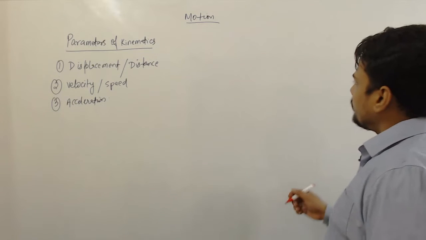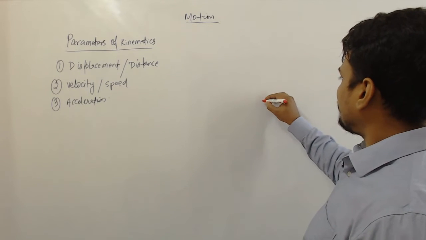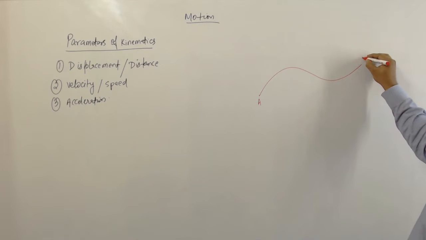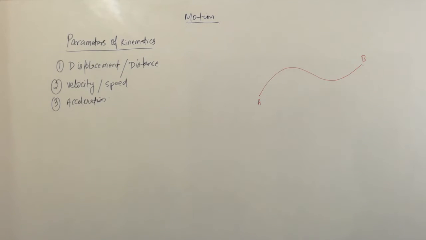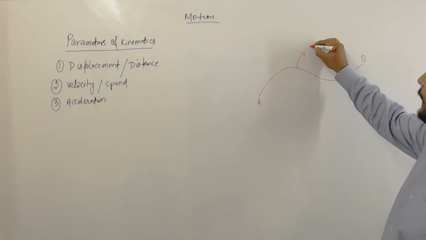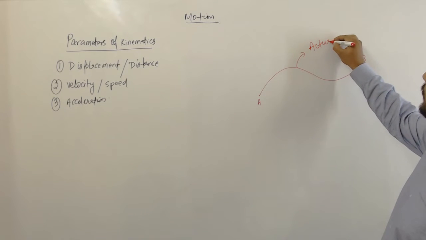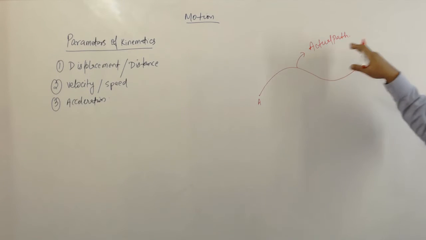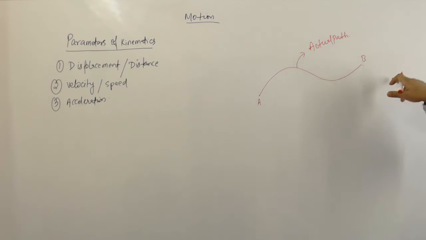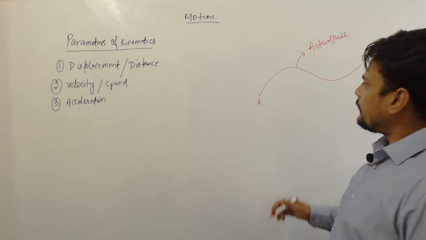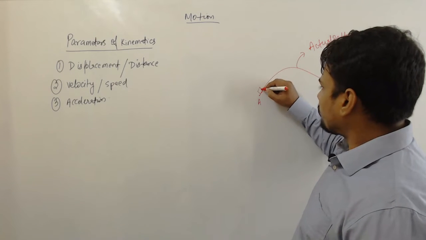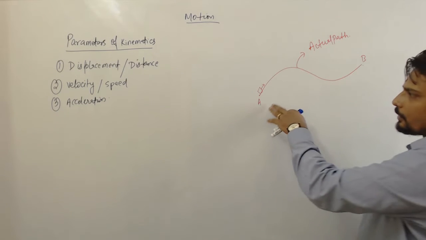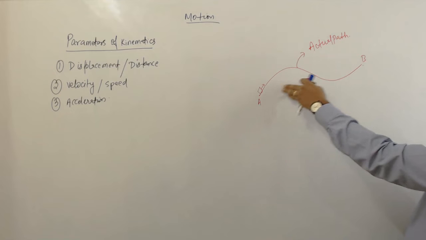To understand that, let me take a situation. A body travels from, let's suppose, A to B. Well, this is the actual path taken. This is the actual path, the real path. The body is moving from point A to point B. Let's suppose I was moving along this path in my car, going around comfortably. It consumed a lot of fuel, and you know the fuel is costly.